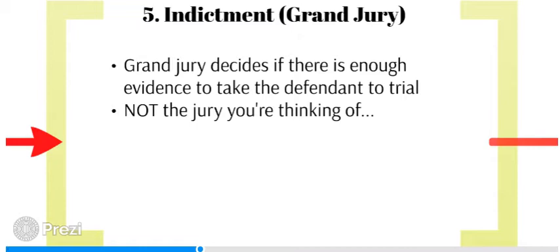They present the evidence, and then the grand jury decides, yes, there is enough evidence to take this person to trial, or no, there is not. There is no sense in us wasting 12 people's lives for 2 months on this long, drawn-out trial if there's not enough evidence to even go there in the first place. So number 5 is indictment.